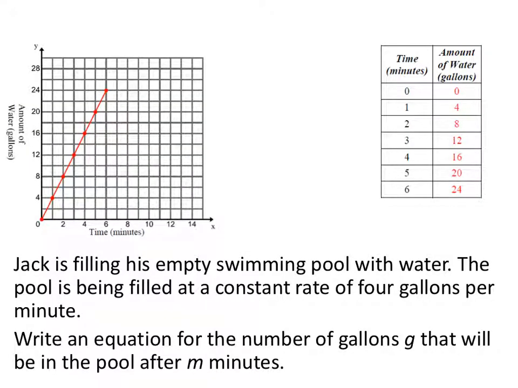Jack is filling his empty swimming pool with water. The pool is being filled at a constant rate of 4 gallons per minute. Write an equation for the number of gallons that will be in the pool after m minutes. Alright, on this one, what we'll want is the slope and also the y-intercept. So, this will be in the form y equals the slope times the x plus whatever the y-intercept is.